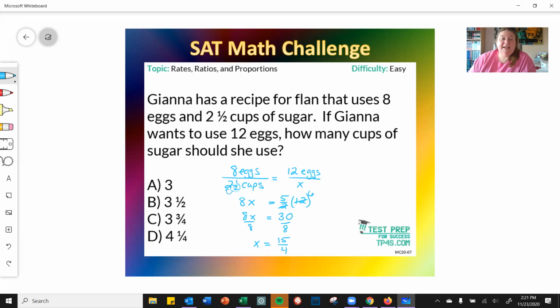And it would be really nice if 15/4 was one of these answers, but if you've ever read a recipe, you know that they're not going to tell you to use 15/4 cups of sugar. They will give it to you in the form of a mixed number. So we should change it back.